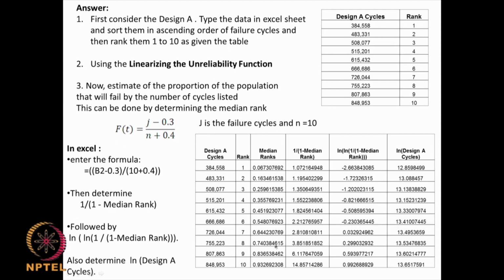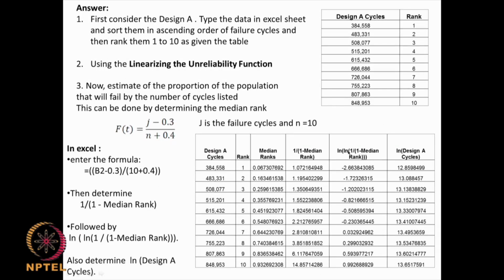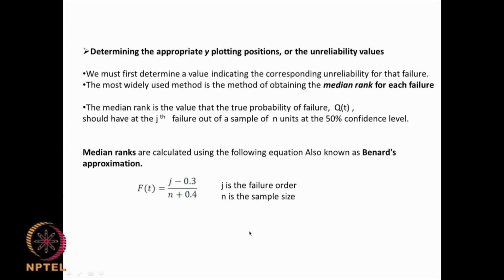Okay. Then you calculate 1 divided by 1 minus median rank. Then you take the logarithm of that, then again you take the logarithm of that. Why do you need to do all this? Because if you remember, the logarithm of 1 divided by 1 minus qt versus the logarithm of t is what we are going to plot. So, in order to estimate qt, we use this type of approximation, the median rank approach, and the median ranks can be calculated using Bernard's approximation.